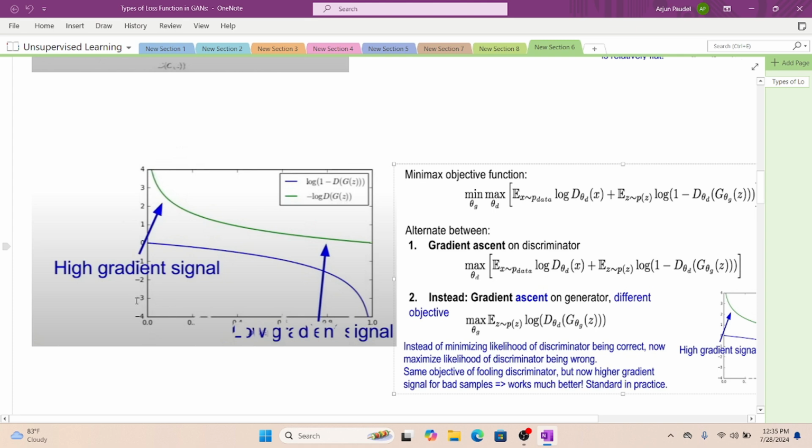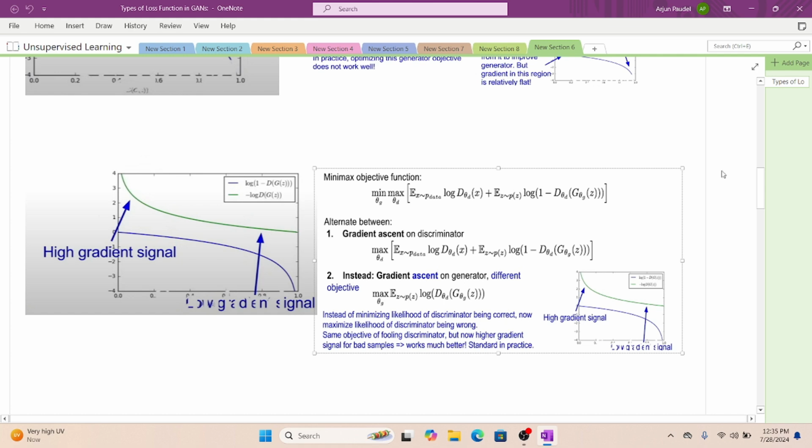For when the discriminator gives label 0, the signal of this curve is pretty high. The gradient here is pretty dominant. This signal will help the generator become much better because it is doing a wrong job, and the higher gradient signal will push the generator to improve. So that's it for the modified min-max loss.